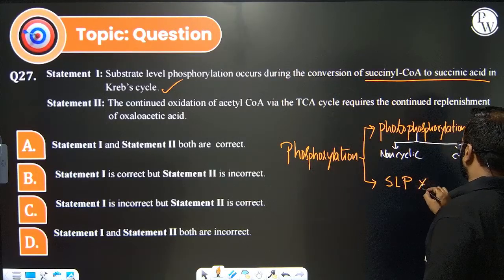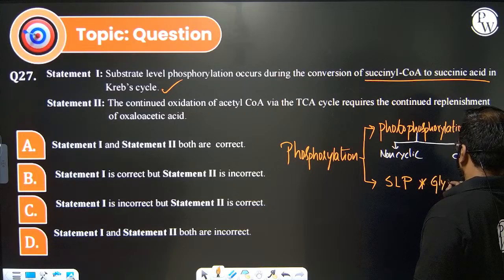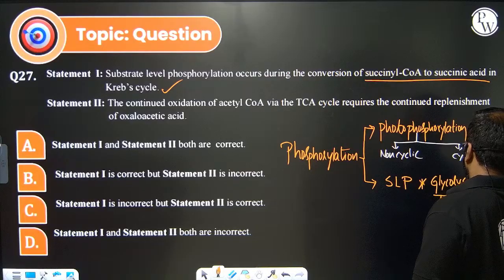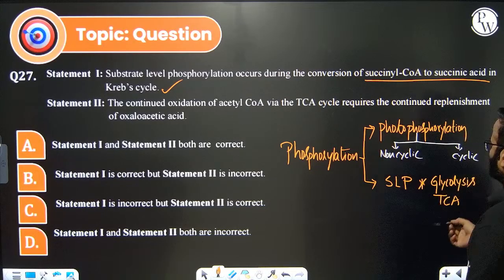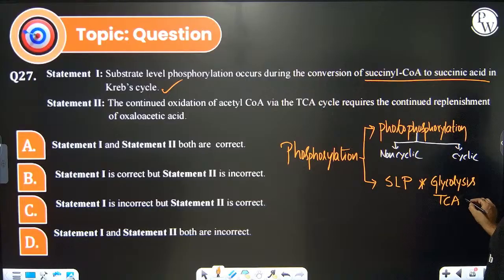Where can you see them? You can see them in glycolysis. You can see them in TCA cycle. So in TCA cycle, there is no ATP directly formed. So it is the GTP formed, which will be soon converted into ATP.